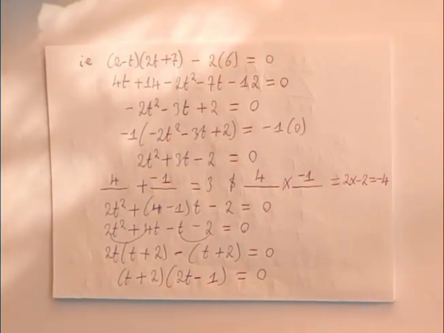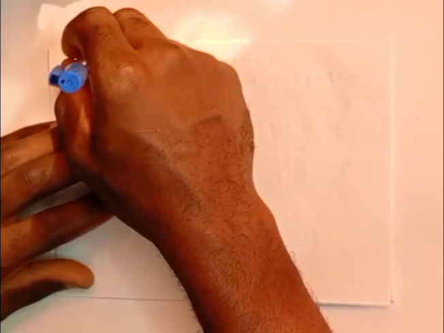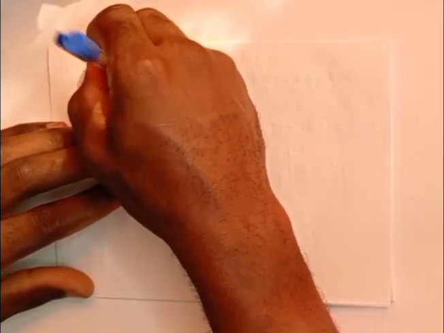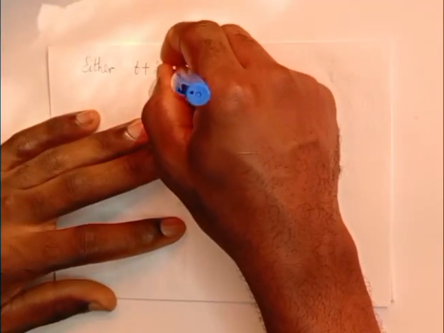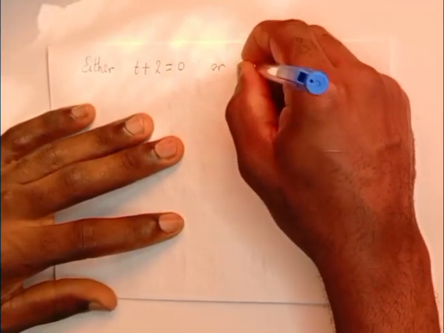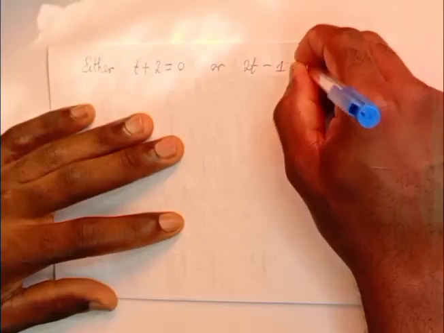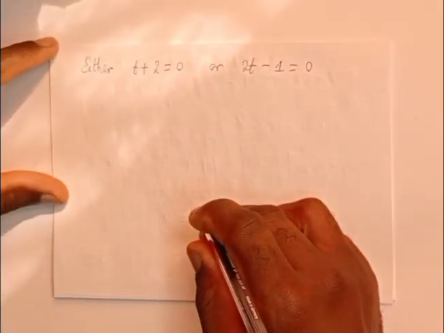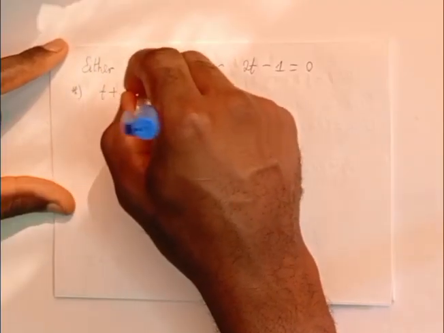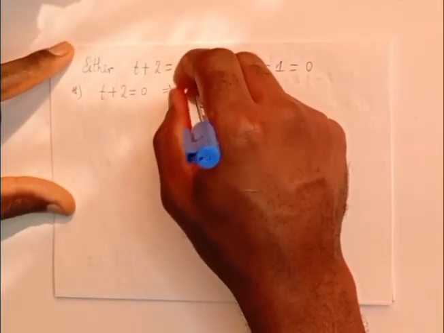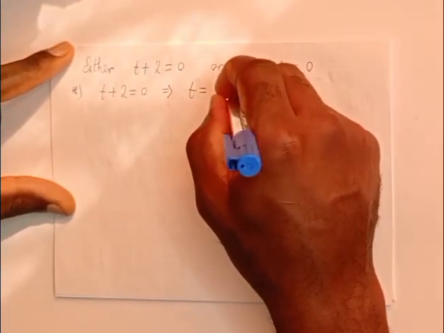For this product to be equal to 0, either t plus 2 is equal to 0 or 2t minus 1 is equal to 0. We have to solve for t. If we take the first one, t plus 2 equal to 0, this is a linear equation, then t will simply be equal to negative 2.